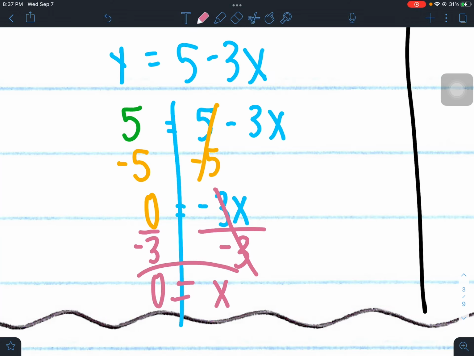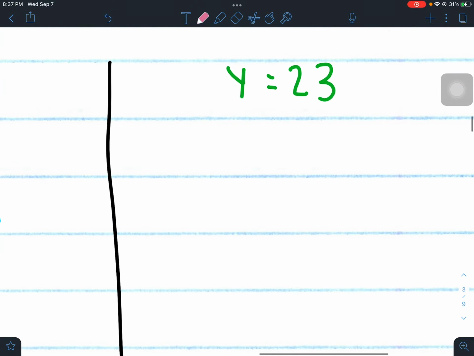0 divided by -3 is 0. So your second x value is 0 here. Our third y value that we're given is 23, so I'm going to write down the equation that we were given initially. y equals 5 minus 3x. And our last y value is 23, so we're going to plug that in for the y value there.